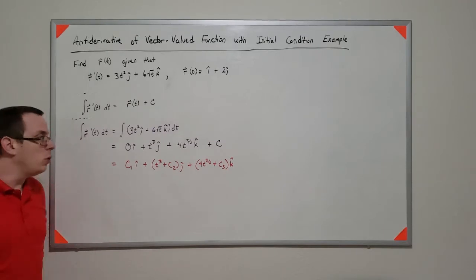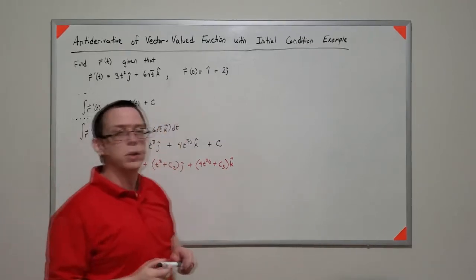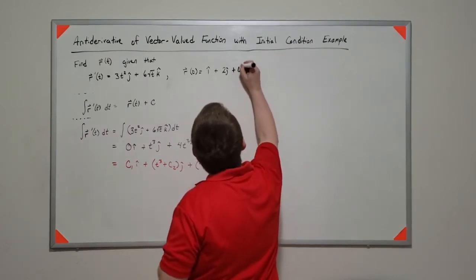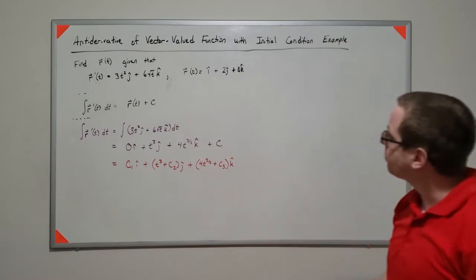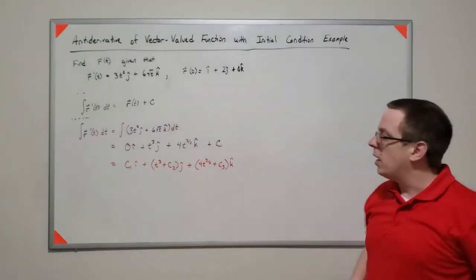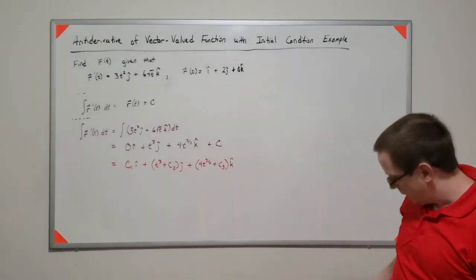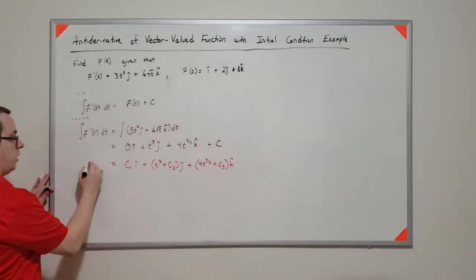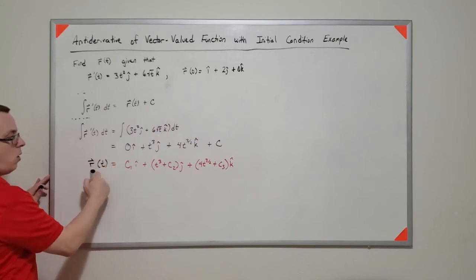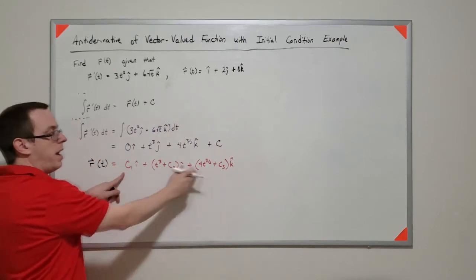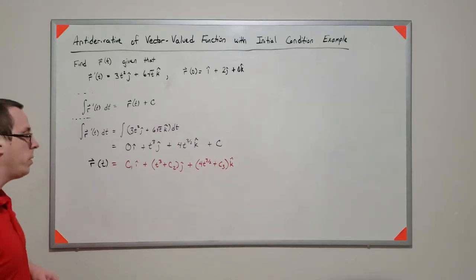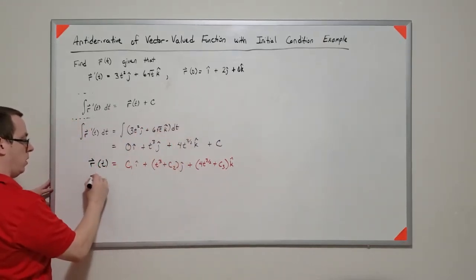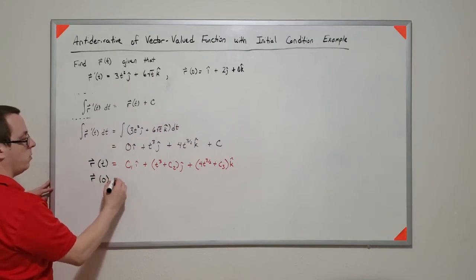And it's probably also better to write this not only as 1 i plus 2 j, but 1 i plus 2 j plus 0 k. Now, why am I doing that? I'm doing that because what I know is that r of t is this, but we haven't solved for what C1, C2, and C3 are. But we know a little bit. We know that r of 0 equals two things.